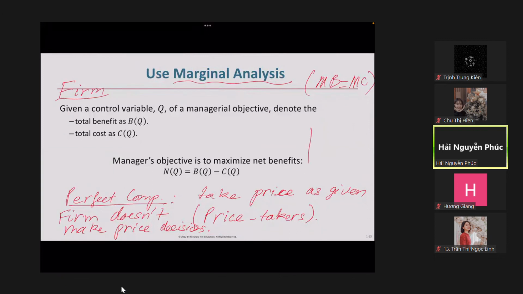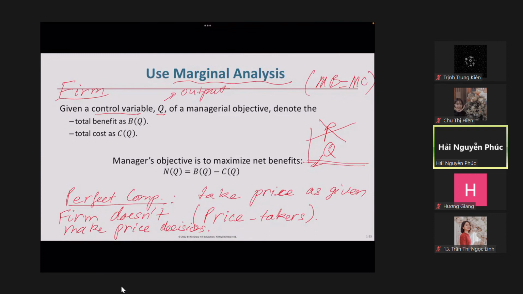variables for the firms are the price and the quantity. So if we assume that they do not control the price, of course they have to pay more attention to choosing the quantity of output, choosing Q. So here we assume that the firm's control variable is Q, the quantity of output.